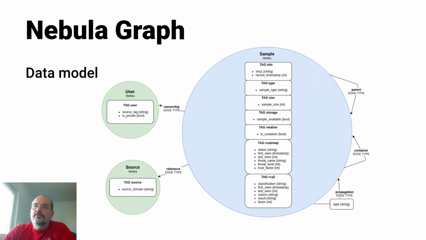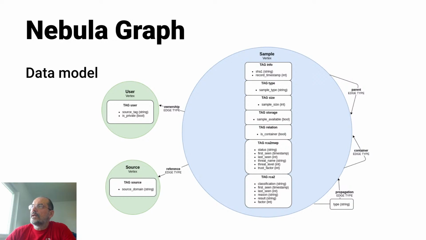We have here some groups which represent groups of tags, and the sample is representing the attributes connected to the files. And we also have user vertices and source vertices. Users are actually users of the system, and sources are represented by the domain from which the file is received or is connected somehow.